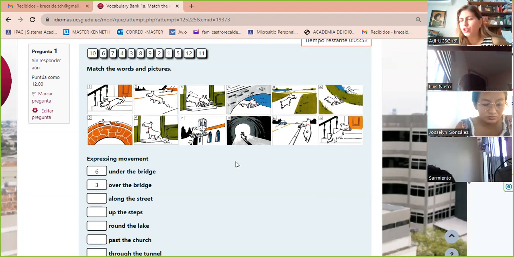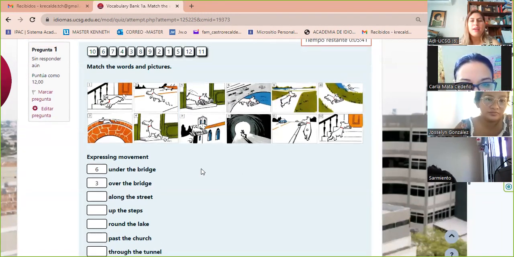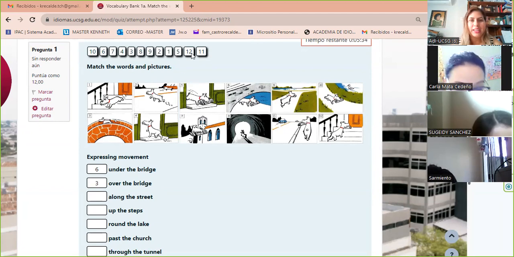Okay, the moment of truth. Let's see. Along the street, which is that? 11. Yeah, it is so hilarious. It looks like the dog is walking. Super hilarious. Okay, up the steps.